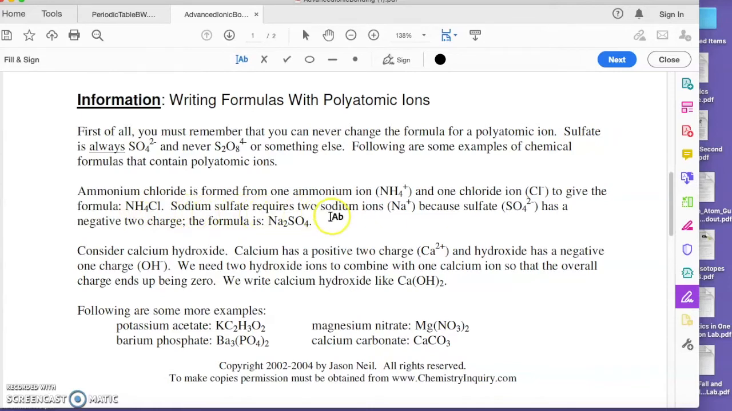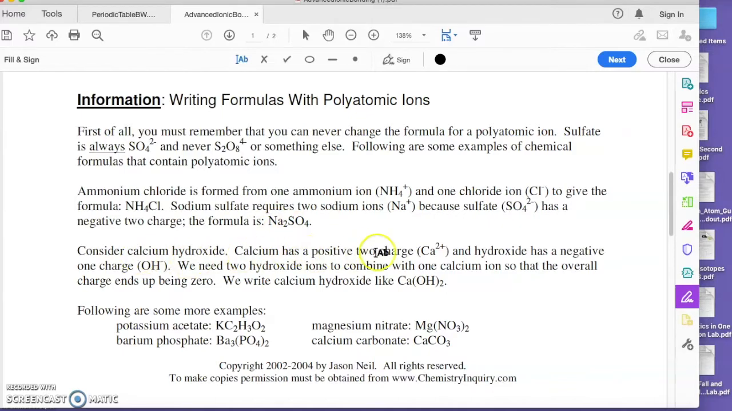Sodium sulfate requires 2 sodium ions because sulfate has a negative 2 charge, right? So negative 2, positive 1. So we need to have 2 positives to balance the 2 negatives. So we have 2 sodiums and 1 sulfate. So that's Na2 because there's 2 sodiums, and then SO4 is just there. So sodium sulfate, all right?